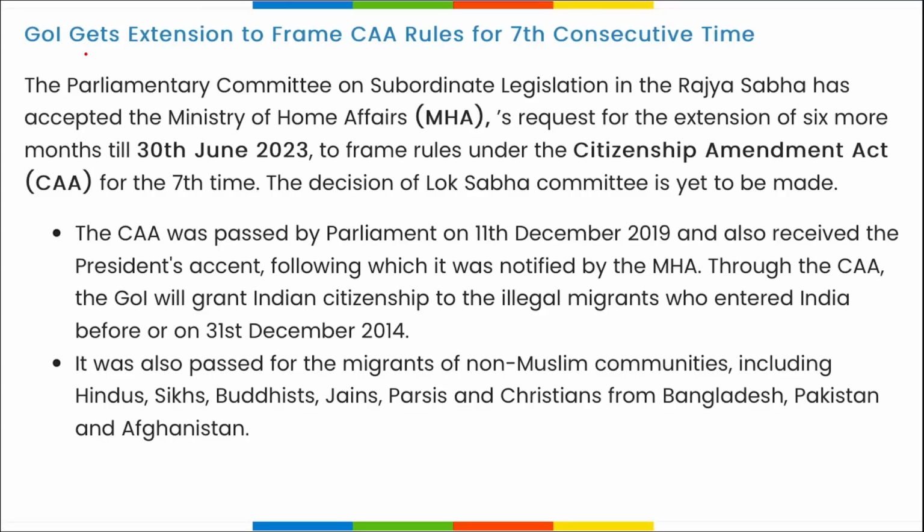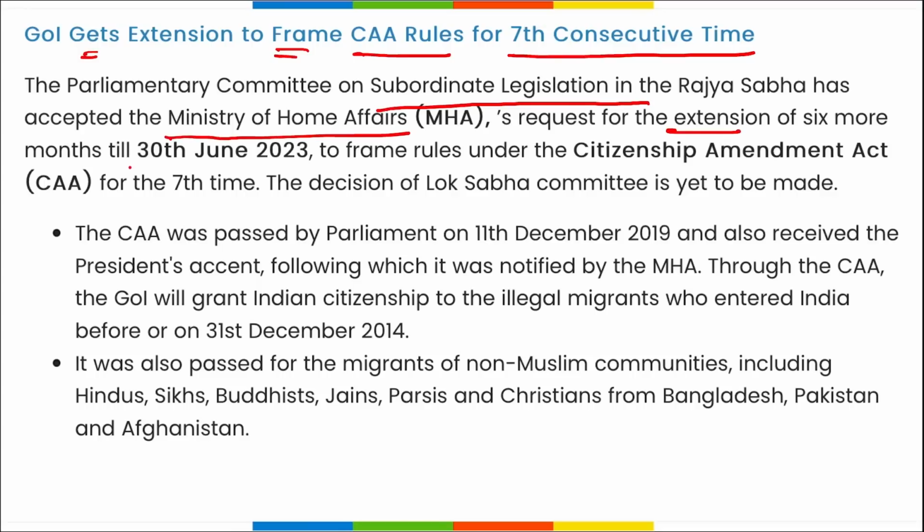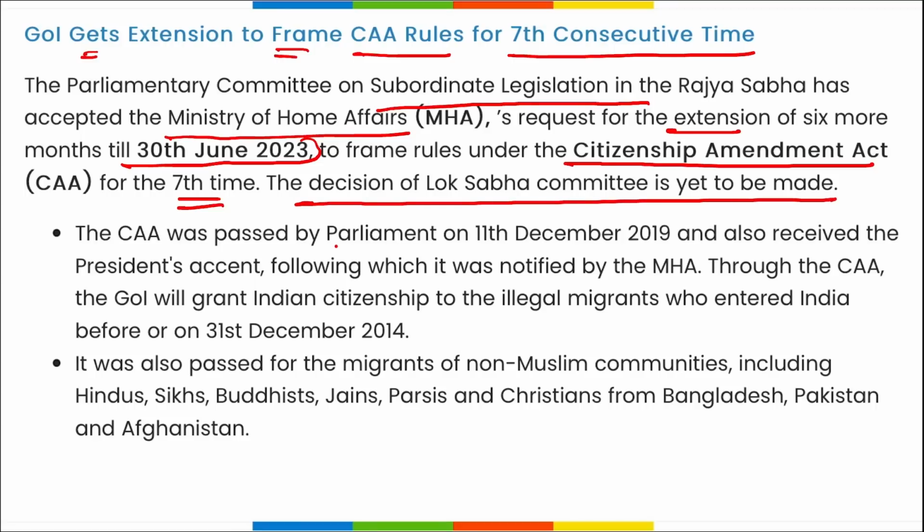Then next, the Government of India has got an extension to frame CAA rules for the seventh consecutive time. I repeat, the Parliamentary Committee on Subordinate Legislation in Rajya Sabha has accepted the Ministry of Home Affairs' request for an extension of 6 more months, till 30th of June 2023, to frame rules under the Citizenship Amendment Act for the seventh time. The decision of the Lok Sabha committee is yet to be made here. CAA was passed by the Parliament on 11th of December 2019 and also received the President's assent, following which it was notified by the Ministry of Home Affairs.